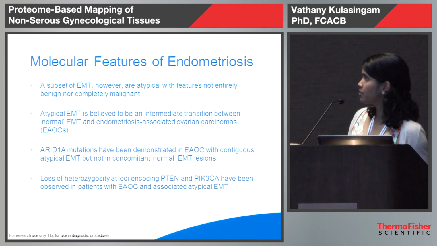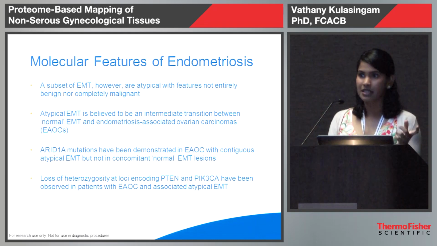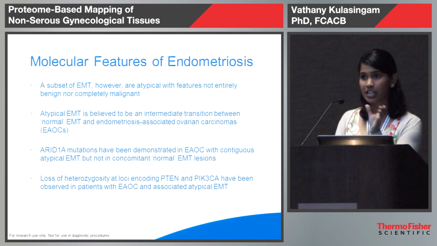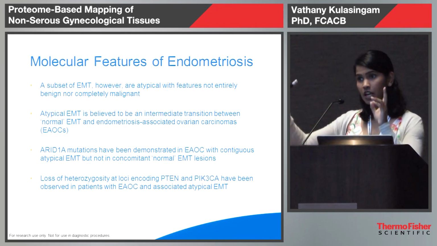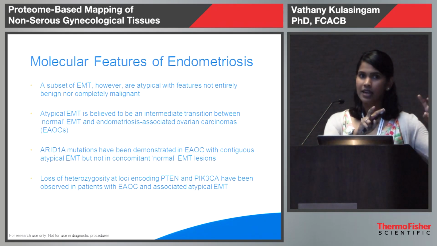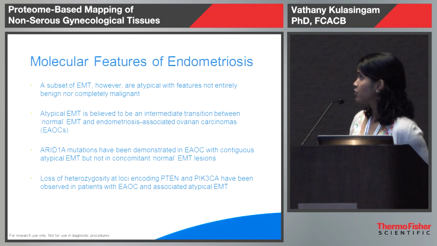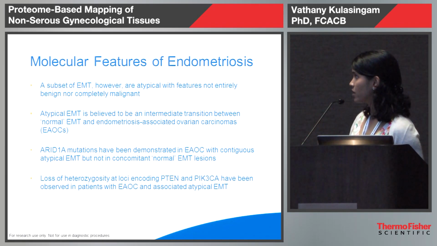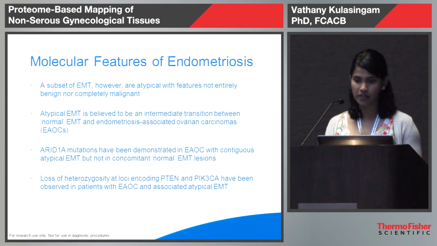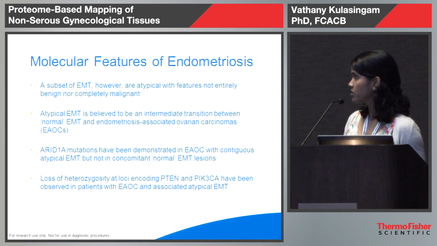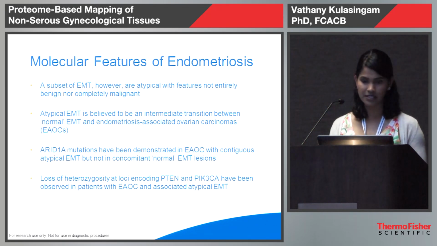So this atypical endometriosis is believed in the literature to be an intermediate transition between normal endometriosis and the endometriosis-associated ovarian carcinomas. There's literature saying that mutations in ARID1A can lead to the endometriosis-associated ovarian carcinoma, and loss of heterozygosity of PTEN and PIK3CA have also been observed in this.